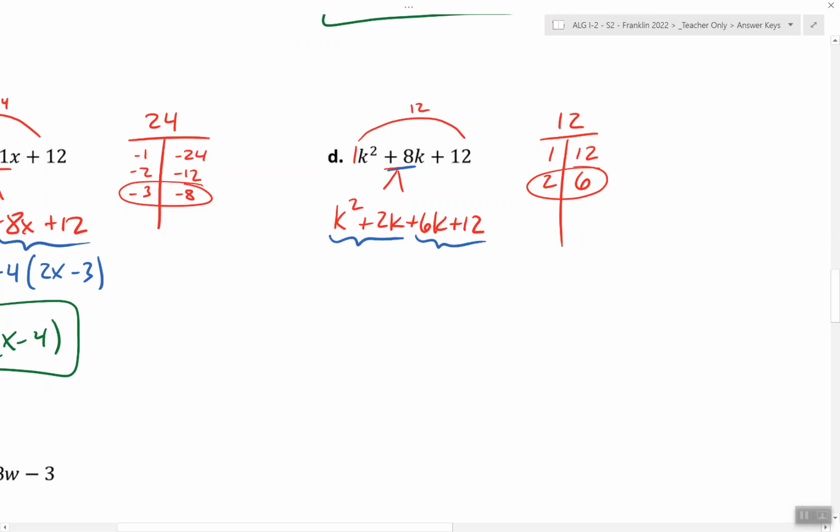Now we can factor by grouping. Take a k out of the first two, so that's k plus 2 left over. Then we can take out a 6. And again, k plus 2 is left over. So our two factors here are k plus 2 and k plus 6.